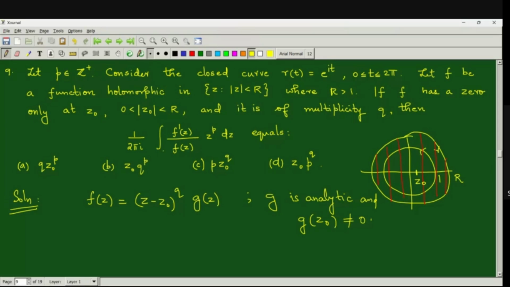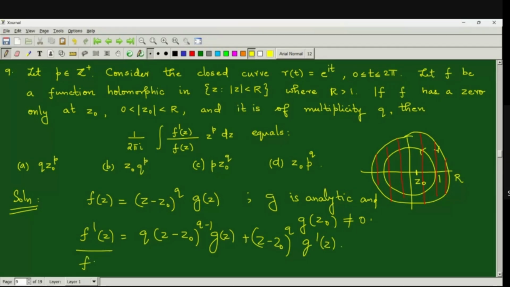Now, what actually is given? The integral of f' by f. Anyway, we know how to compute f'. What will be f'? f'(z) = q (z - z naught)^(q-1) g(z) + (z - z naught)^q g'(z). We have to compute this thing.